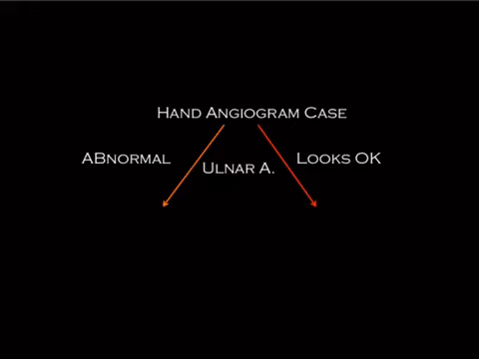So this is my strategy for when I get a hand angiogram case. The first thing that I do is I look at the ulnar artery. That's your key. Find your ulnar artery. If it's abnormal, if it's thrombosed, or if there's a pseudoaneurysm, you should think about hypothenar hammer syndrome, which is a syndrome that people get when they pound on stuff, hammer stuff, and they traumatize their ulnar artery.